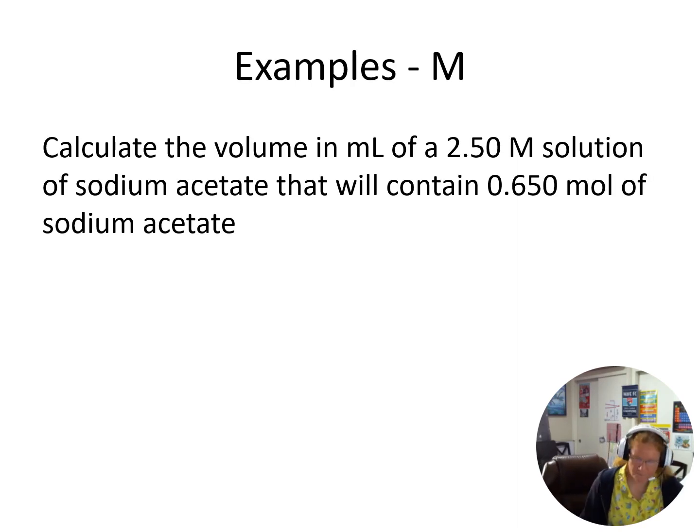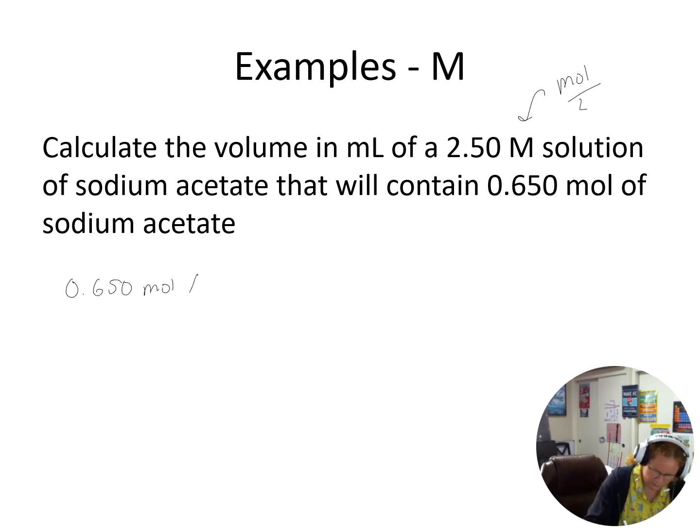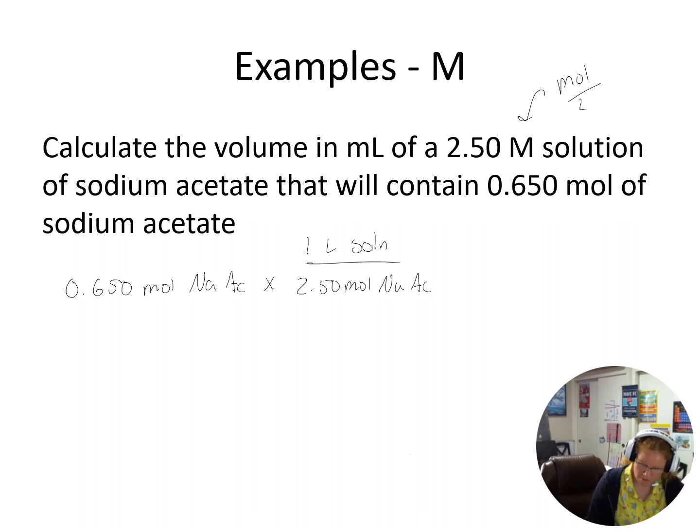All right. Now I have a 2.50 molar solution of sodium acetate. I want to know how much volume of that solution will contain 0.650 moles of sodium acetate. So again, this is moles over liters. So what I'm going to do, I'm going to take my 0.650 moles of sodium acetate. I have 1 liter of solution in every 2.50 moles of sodium acetate. So this right here is that molarity.